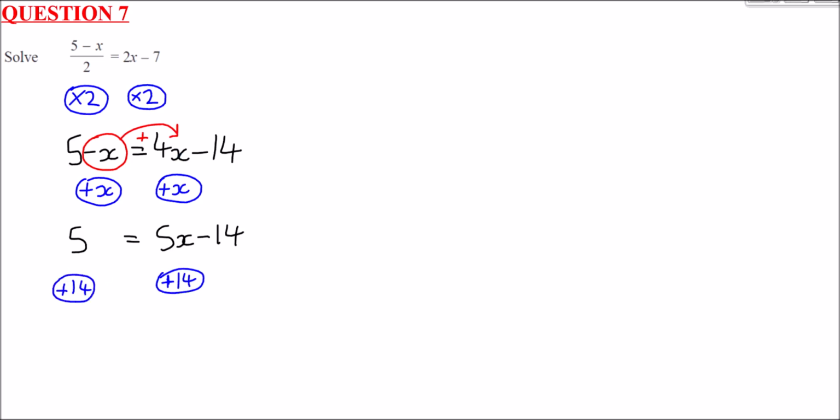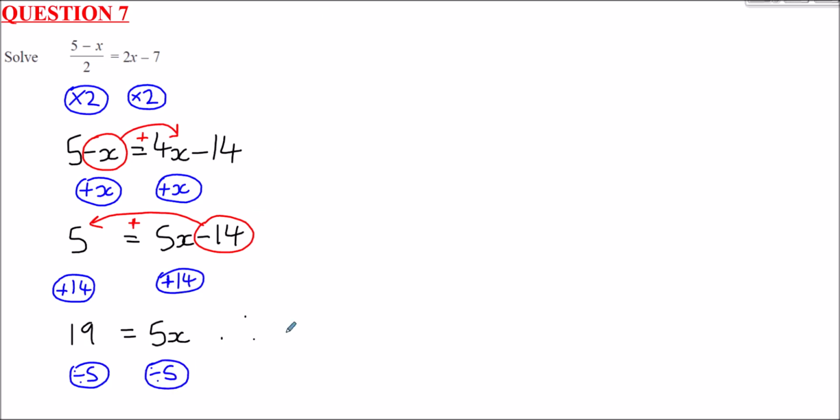So on the left, 5 plus 14 gives me 19. On the right, 5x minus 14 plus 14 cancels to just give me 5x. And again, it seems like that minus 14 has swapped side and swapped sign to become a plus. 5 plus 14 is 19. The final step now, to get from 5x just down to 1x, is to divide both sides by 5. And when we do that, we'll see that therefore x is 19 over 5.